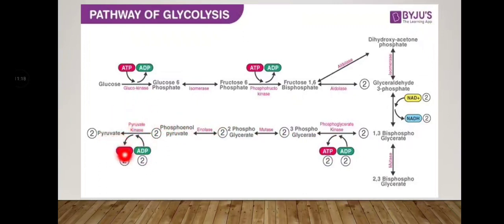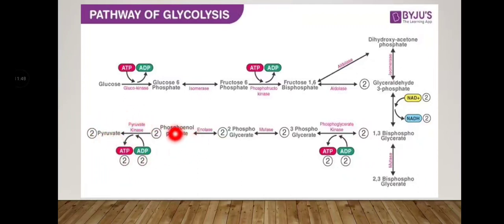Again, this is another example of what we call substrate level phosphorylation that happens here. So these are the 10 steps in the glycolytic pathway, divided into the energy investment phase up to this point, and the energy payoff phase from this point all the way up to the formation of pyruvate.